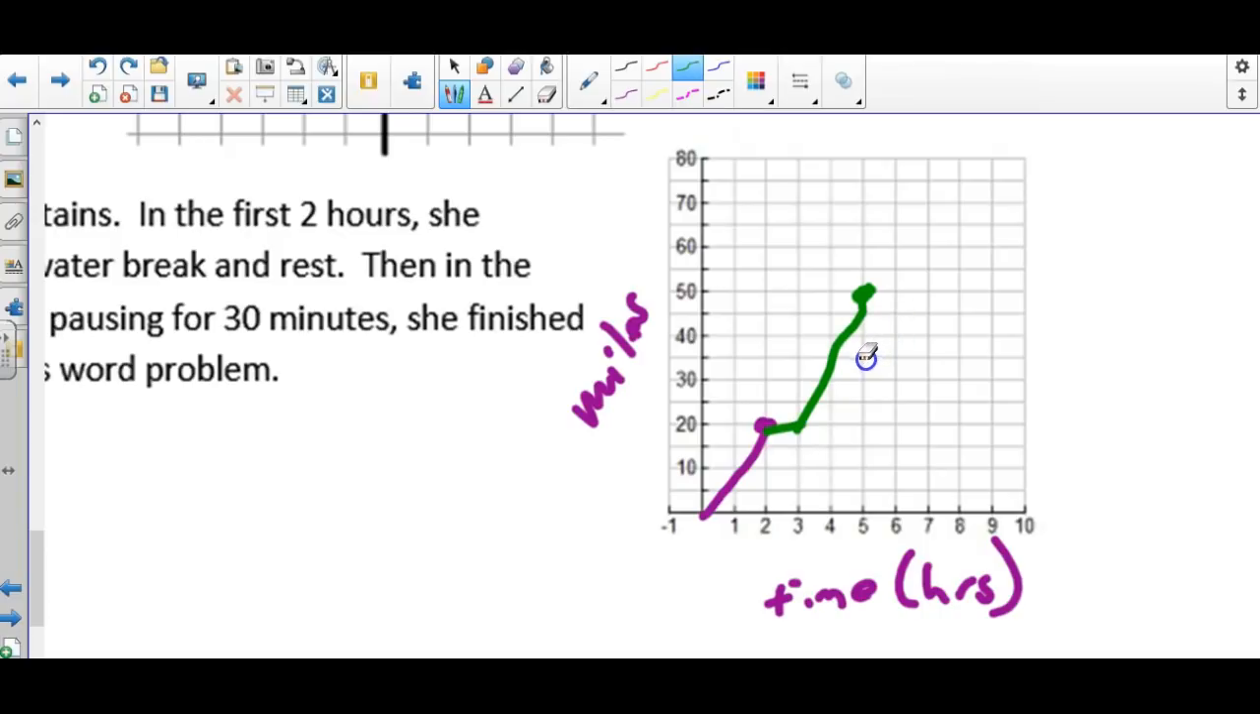And then she rests for 30 minutes, so half an hour. So about right here. Ooh, too far. Let me use another color. She rests until about right here. And then she finishes the last 30 miles. So 30 more miles would be up to 80 miles.